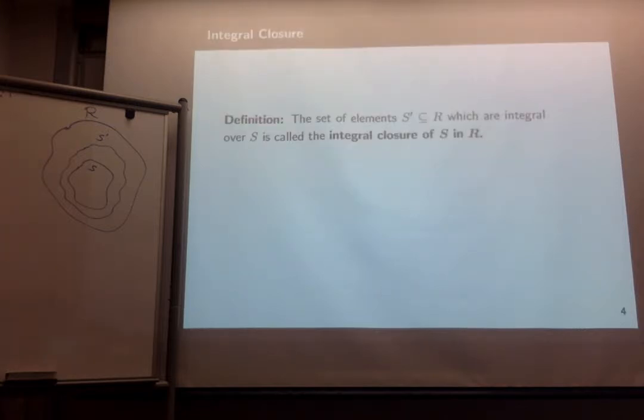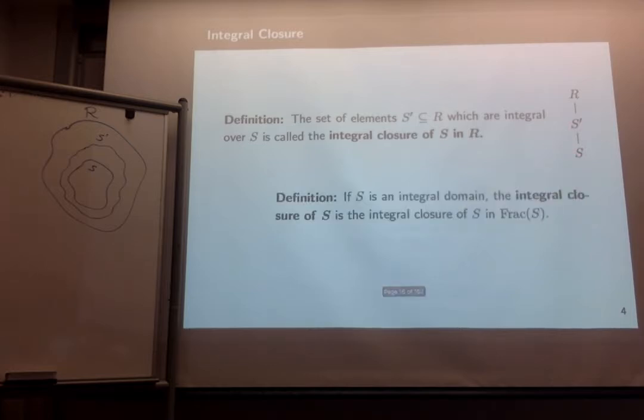All right, and so as I just said, the set of elements S prime contained in R that are integral over S is called the integral closure of S in R. And so this is another picture diagram that you should have in mind. You have R, the big ring, it contains S prime, and that contains S. In the case that S is an integral domain, the integral closure of S, without any reference to the ring, is the integral closure of S in its fraction field. It's a domain, so we can look at its fraction field.